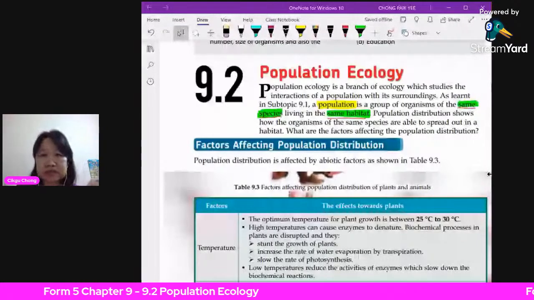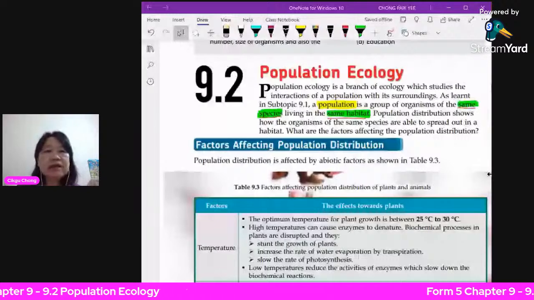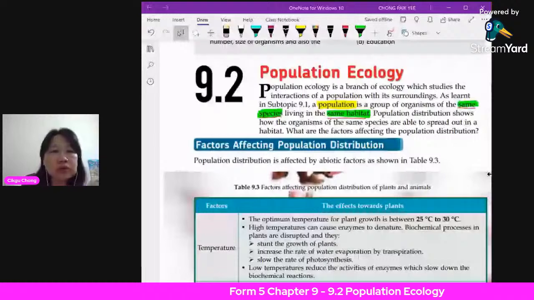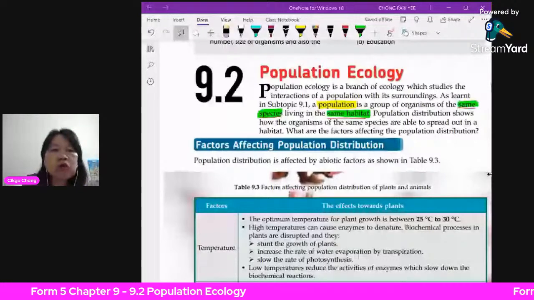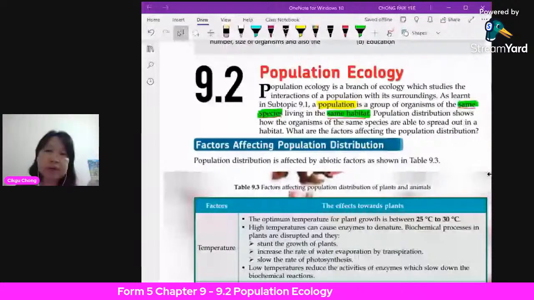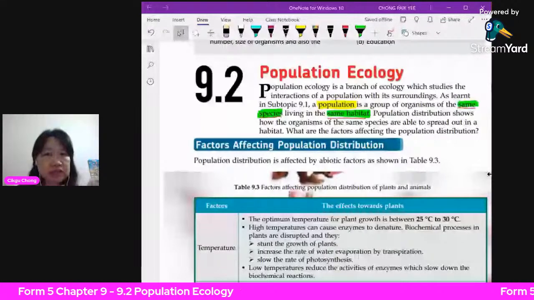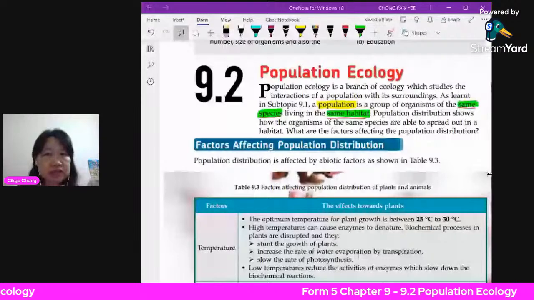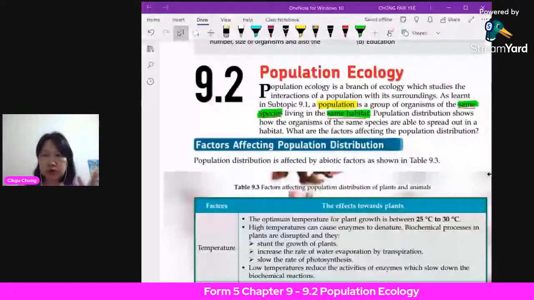Then population density. Density in Mandarin, we say 密度. That means how close are they staying together? Are they in a very small area? Is it 1,000 there? That's considered very high density. They're very close together. The living space is so little, but there are too many animals staying together at the same place. That is called high density. If you say density is low, that means in the same area, you don't have many. That means they are spread apart, spread away from each other. That's called low density.